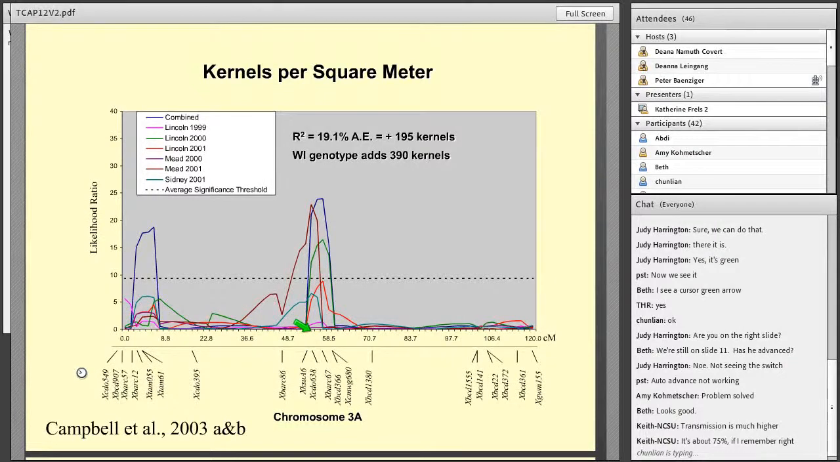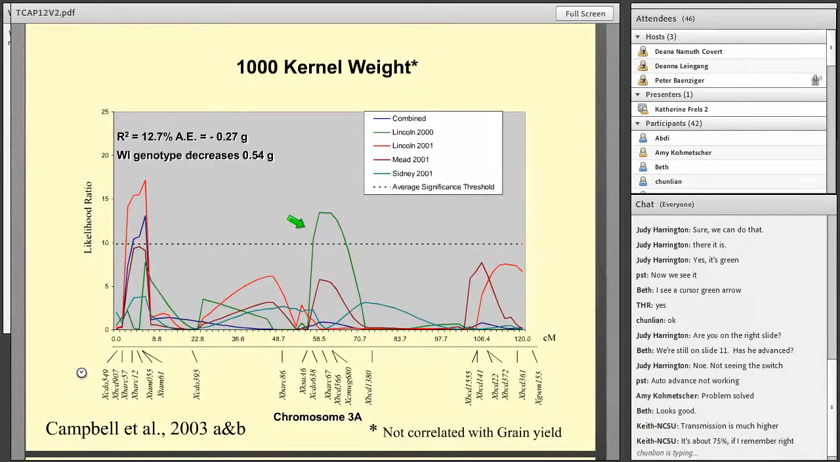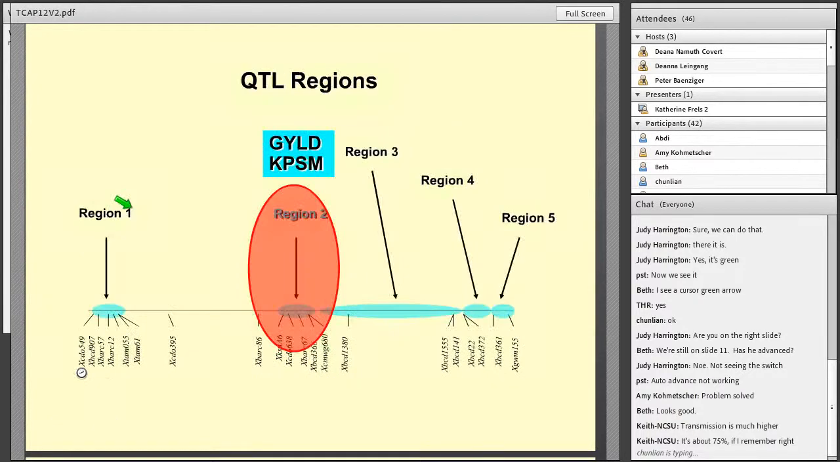This is kernels per square meter. It's highly correlated with grain yield. What's interesting, as you can see, is that this one, which is barely significant for yield, for kernels per square meter, is much more important. And again, you can see the other region still shows up pretty well there. 1,000 kernel weight. This region is much more important. This region is somewhat important, but not nearly as important, actually, if you look over here. So it ended up that we actually had a major region, which is here.